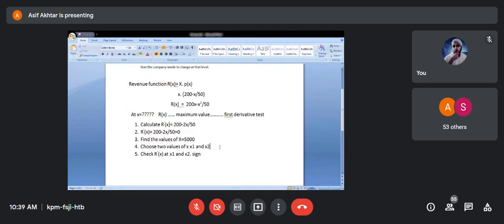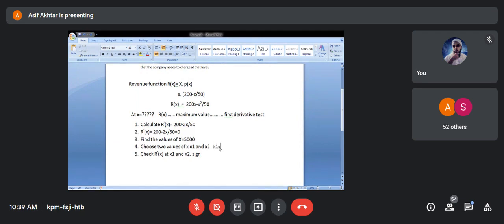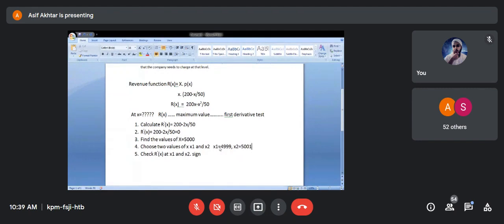Now choose two values x1 and x2. What is the rule for choosing the two values x1 and x2? One value less than 5,000, toward the left side. So let me take x1 equal to 4999, and choose another value x2 which is more than 5,000. We have 5001. Am I right in choosing these two values? Yes, sir.